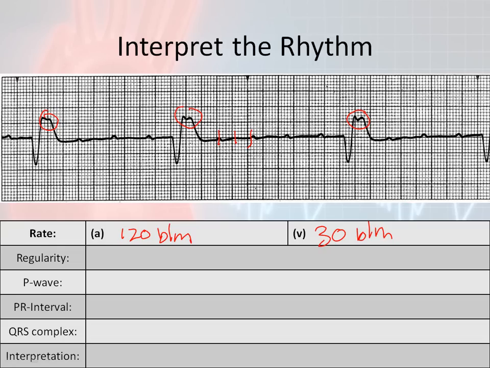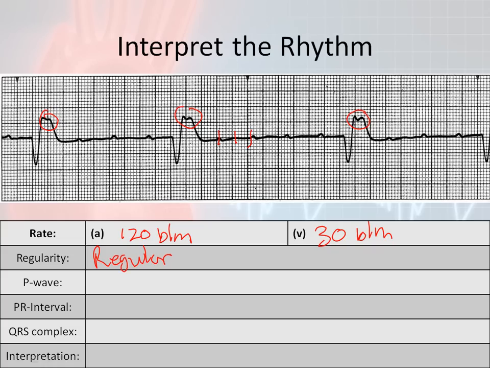Now let's go ahead and look at my regularity. We have to remember that the regularity applies to all rhythms. So as I look at my regularity, if you count the boxes or use your calipers between all of the QRS complexes, what you will actually see is that your rhythm is actually regular.